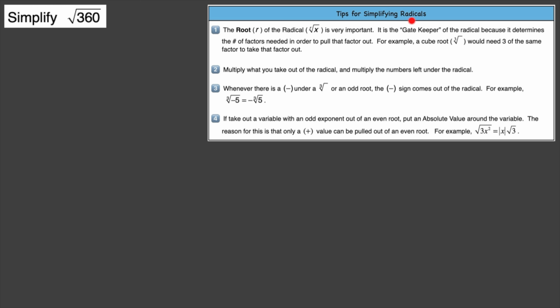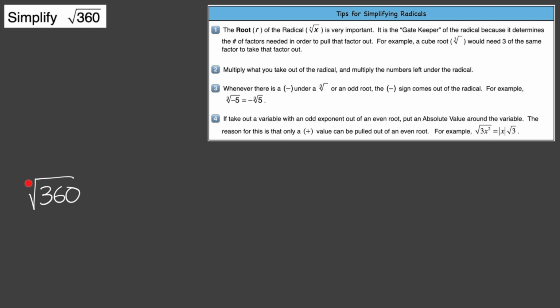This question says, simplify the square root of 360. So here are some tips for simplifying radicals. The main thing that we want to see is the root. So in this case, we have a square root. So what number is in the root? In other words, what number is right here?